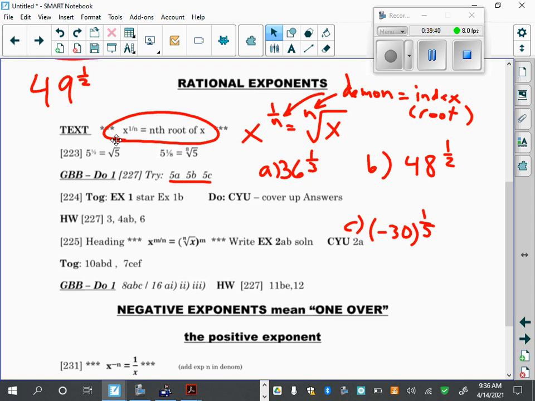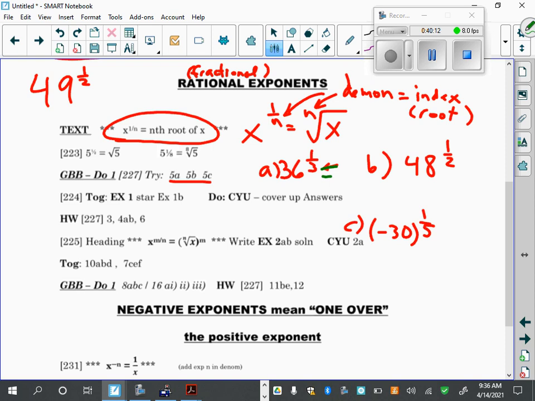Anytime you see a fractional exponent, a rational exponent, remember fractions means rational. So that's why these are rational exponents. Anytime you have a fraction as an exponent, the denominator is the root. The denominator is the index, the small number. So having said that, let's do one of these to make sure you're on the right track.